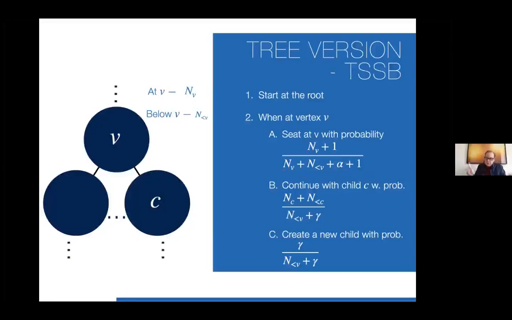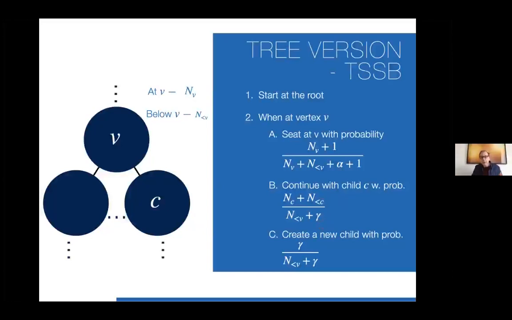If you decide not to seat the customer at the table, you have to decide which child to continue with. You pick a certain child C of the vertex you consider with respect to the number of customers seated at the vertex C or below, and you divide by the total number seated below V, plus gamma. Again, a pseudo count.